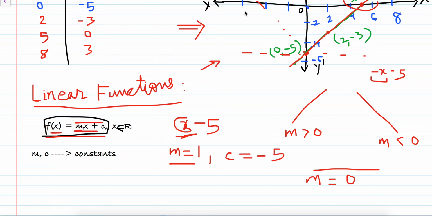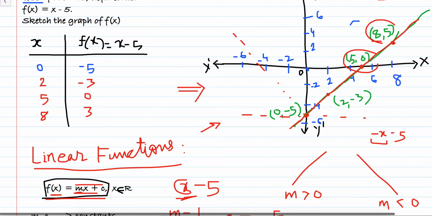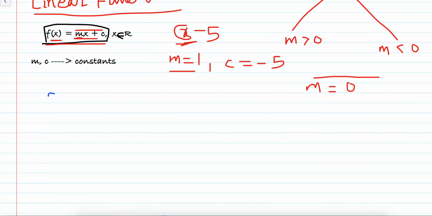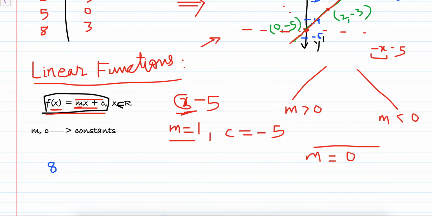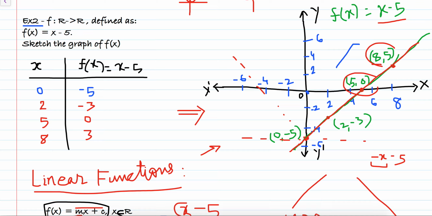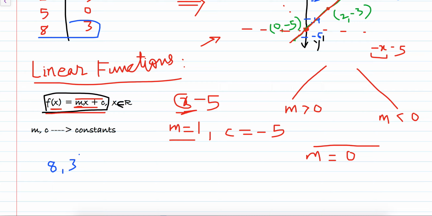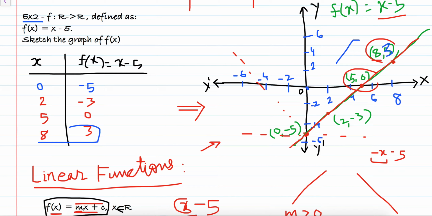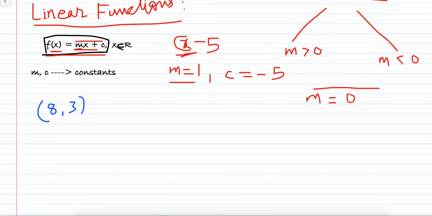So suppose we are given the same question. I will take 2 points from this example. I am given (8, 5), sorry, it's (8, 3). I had made a mistake here. For 8 it was 3. So we are given 2 points (8, 3), and take another point, say this (5, 0). We are given these 2 points. We are asked to find f(x).